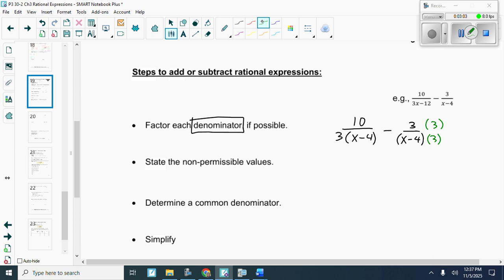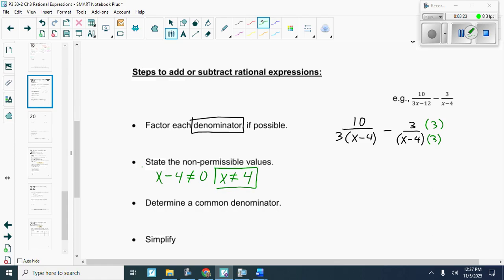So I'm kind of getting ahead of myself. Before I do common denominator, guys, state the non-permissible values. So non-permissible values, I'm okay with the 3 because it doesn't have a variable. So it's just the x minus 4. That part cannot equal 0. So x cannot equal 4.